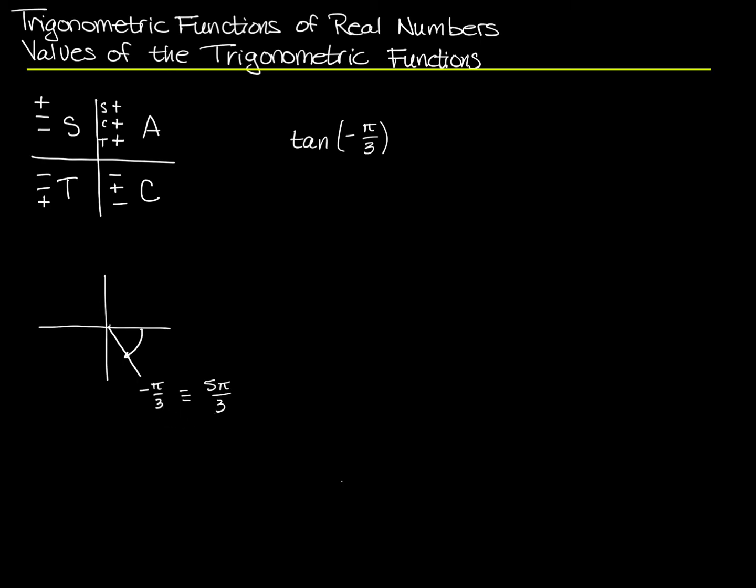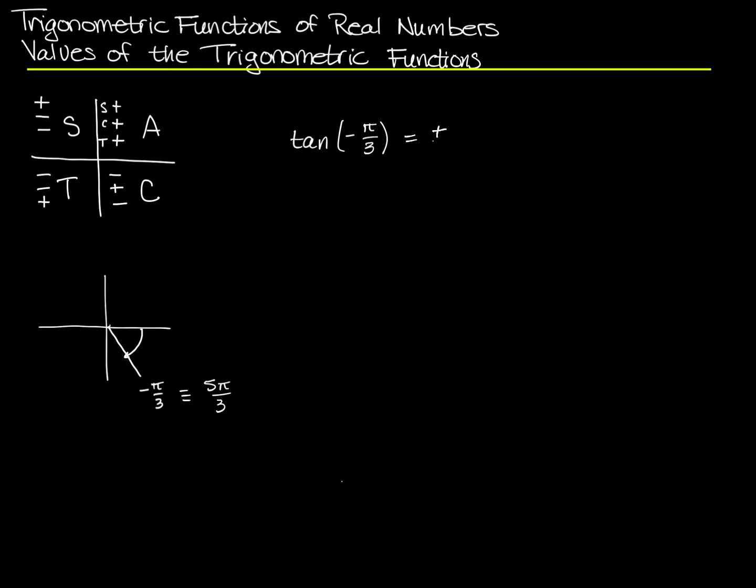There's a reason for having two names here. We'll get to that in a little while. But what is the tangent of negative pi over 3? Well, we know how to do that. What is the tangent of pi over 3? Positive pi over 3.